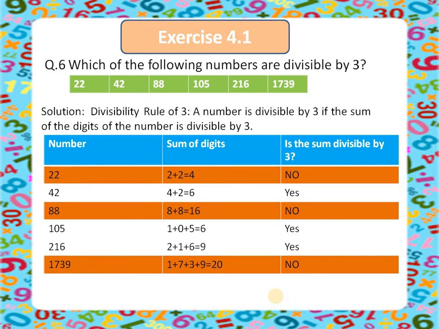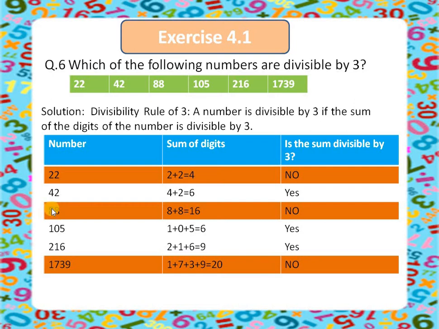First number we have 22. Now we are going to check the sum of its digits. 2 plus 2 will give you 4. Now 4 is divisible by 3 or not? We all know, no, it is not divisible by 3. Next number on this row we have 42. Add the sum of the digits. 4 plus 2 will give you 6. 6 is divisible by 3. Yes. 3 2s are 6. So, yes, it is divisible by 3.